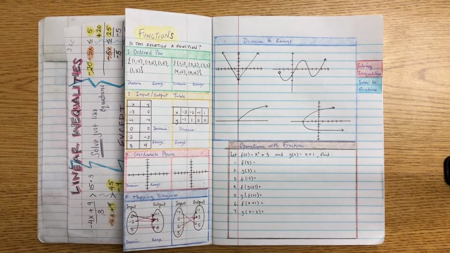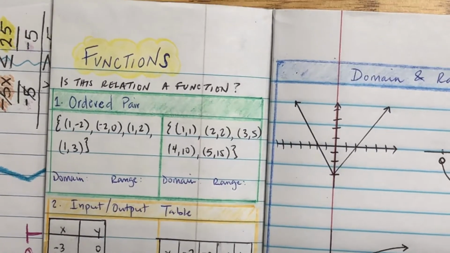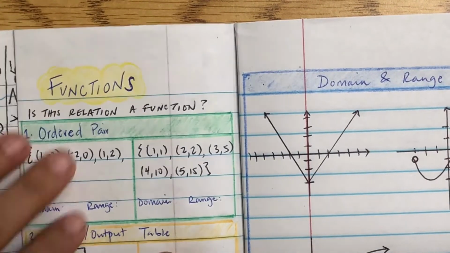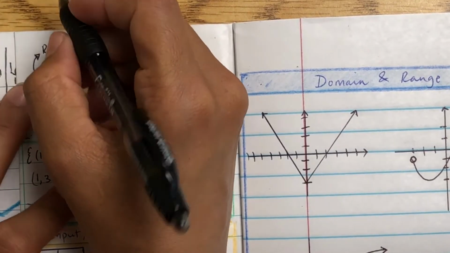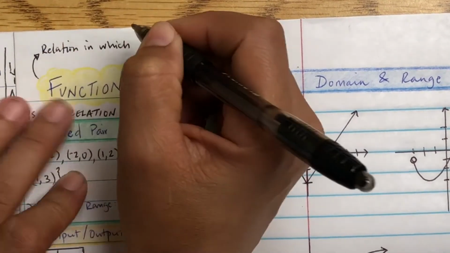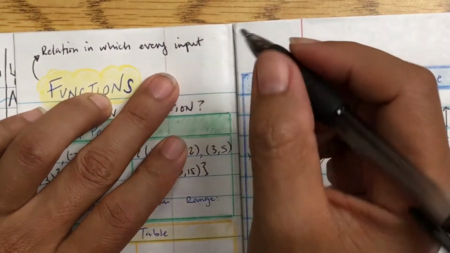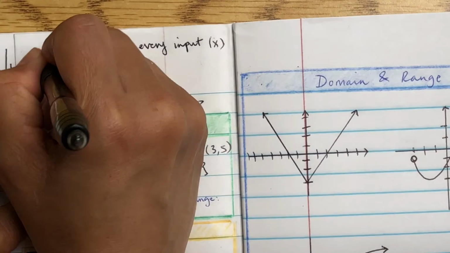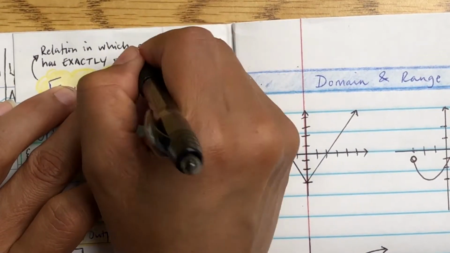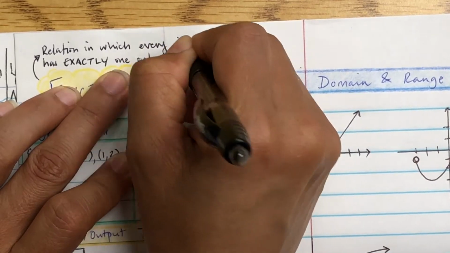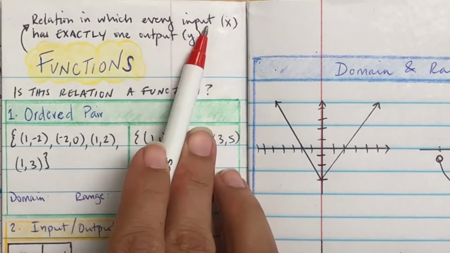So functions. What are functions? This is a listening check. Underline the title functions. Alright, so functions are relations in which every input x, which you usually see as x, every input x has exactly, I can't say it enough, exactly one output y. Usually you say it in terms of x and y, but it really could be any letter. Alright, so is this relation a function?